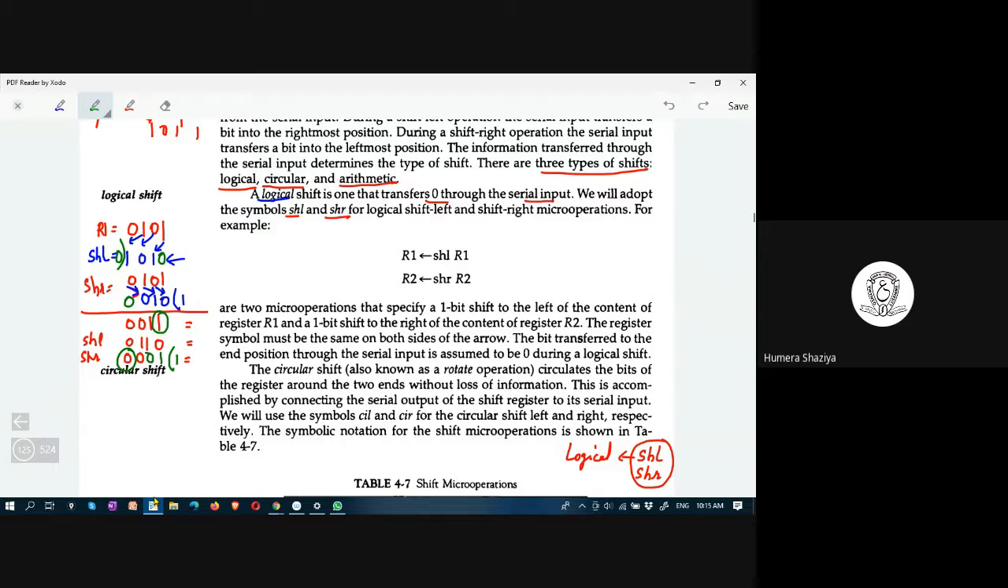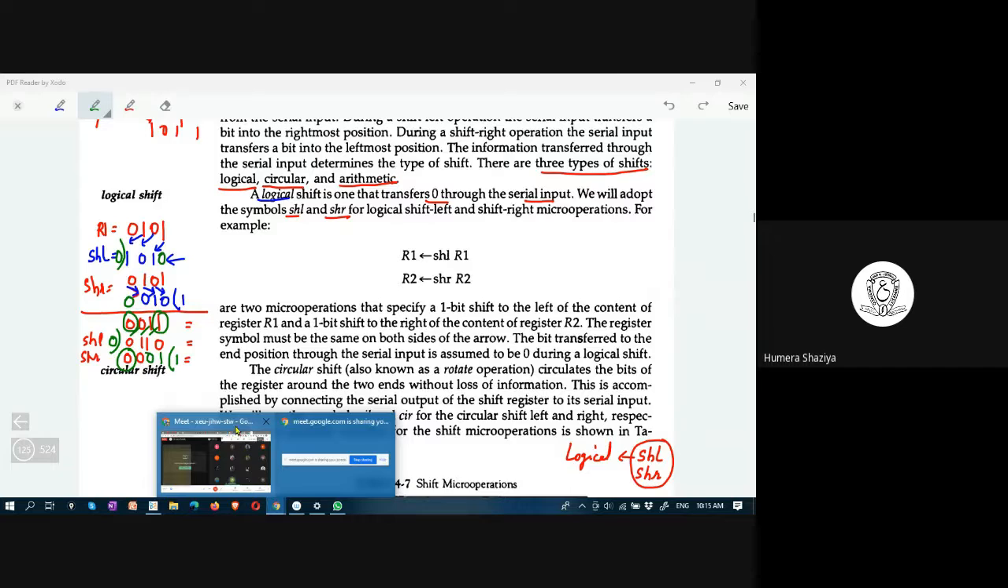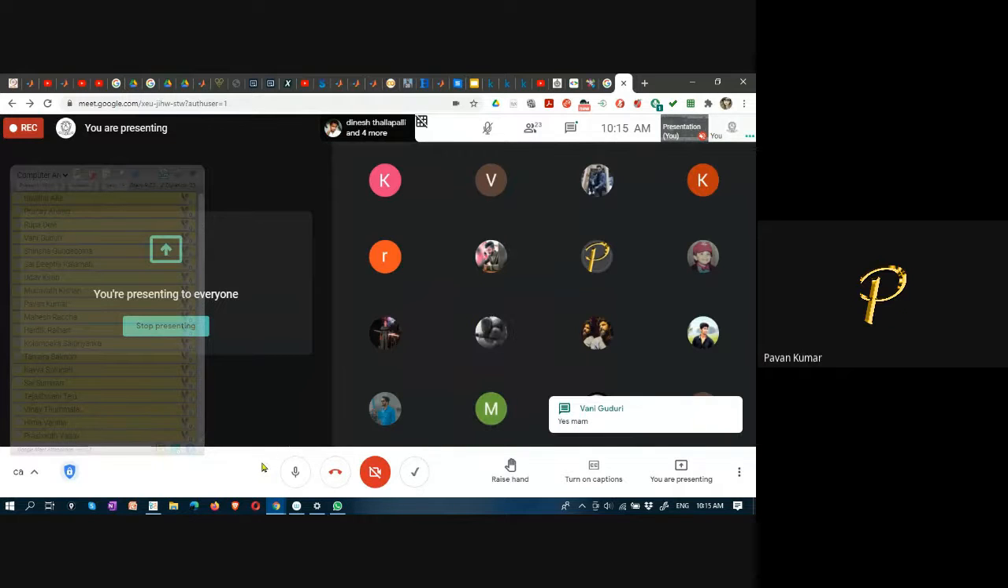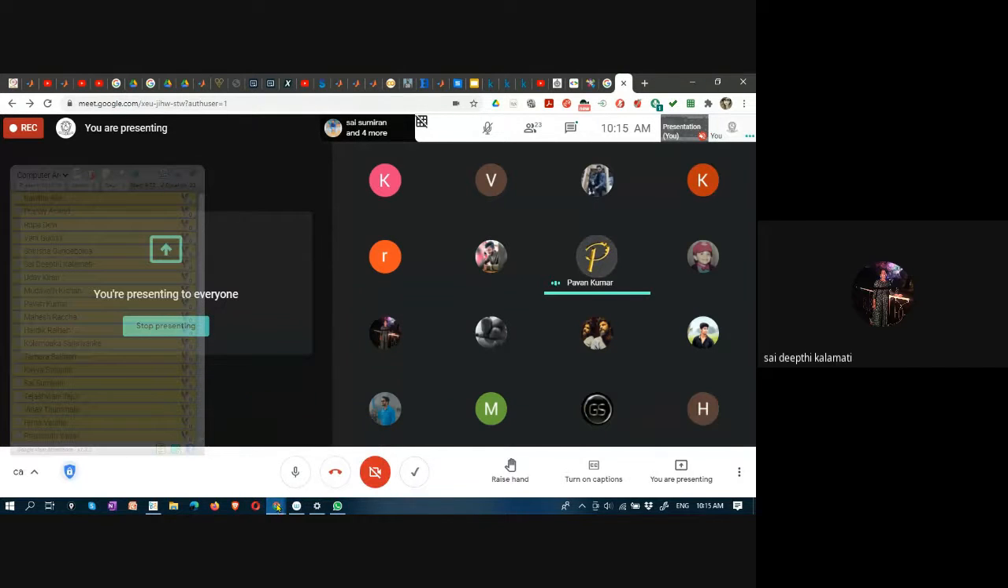Shift left means this one is shifted to left, this one shifted to left, this one shifted to left. What is sent out? Zero is sent out. This zero is sent out. All the students are clear with this now? Are all students clear with logical shift left and logical shift right? If no, we'll take another example and discuss. Yes, ma'am. Clear, ma'am. Ma'am, explain an example once again, 0011. Okay.